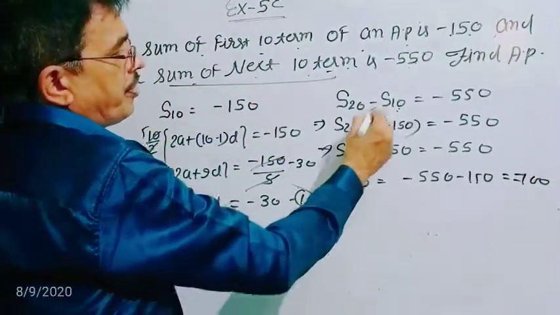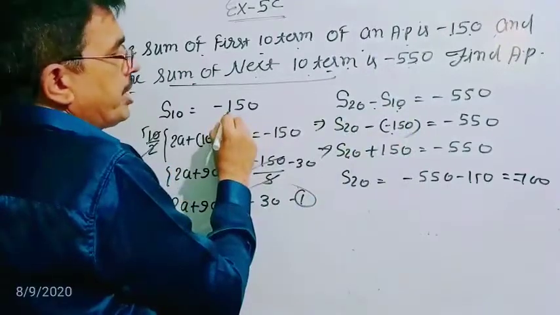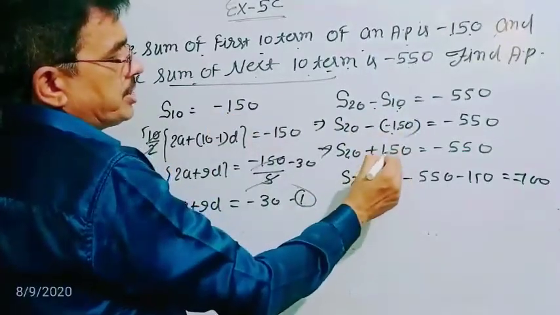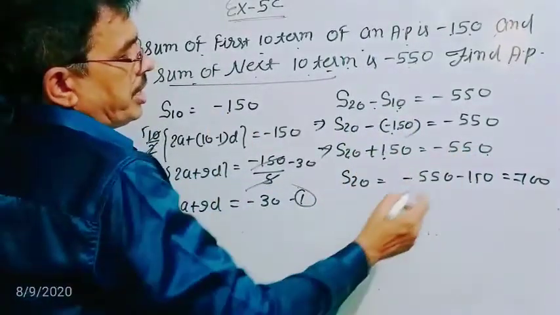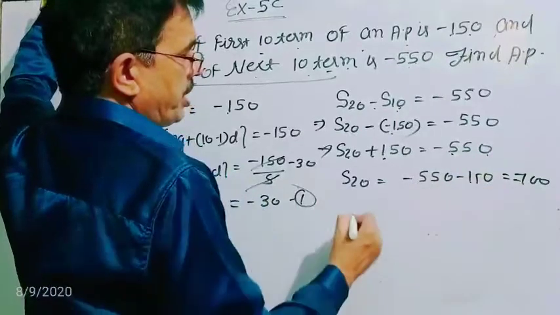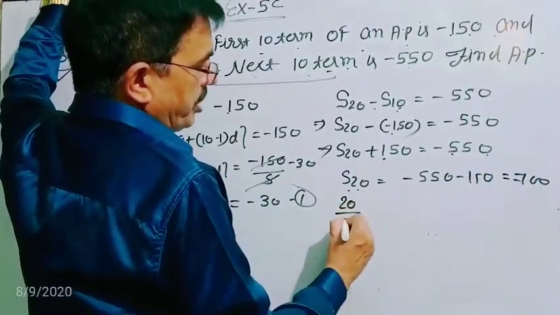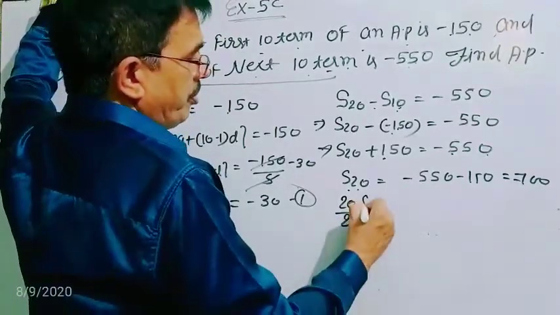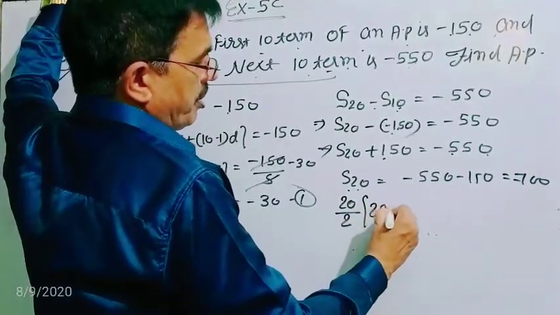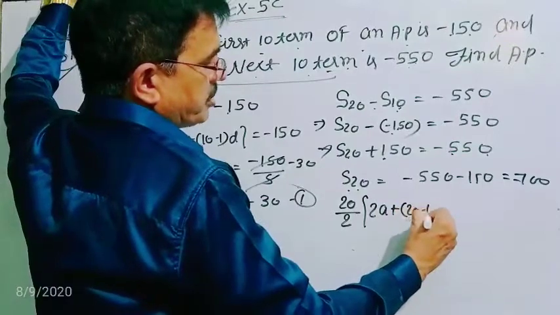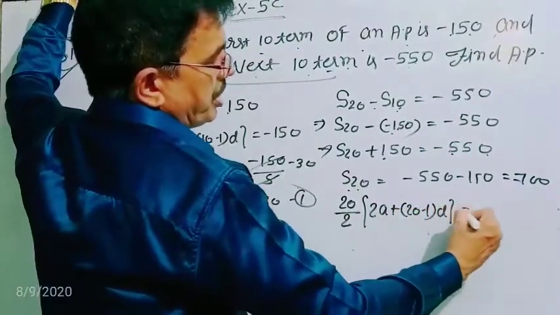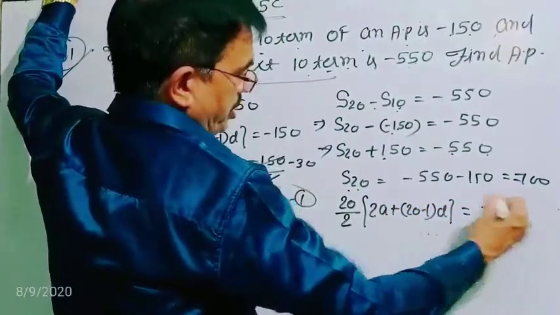Here is 20 minus this, and here even minus 120. This is plus. Go that side. That is 550. That is 700. What is S20? That is 20 by 2, n by 2, 2a plus (20 minus 1) into d is equal to minus 700.